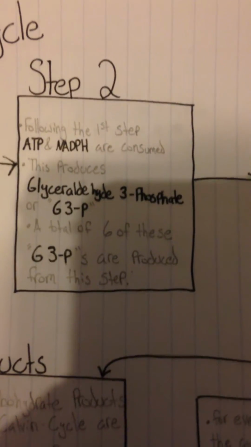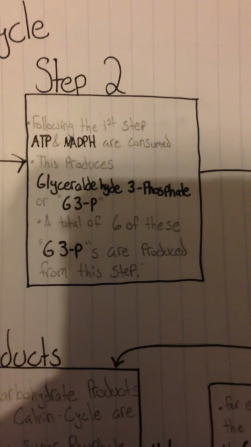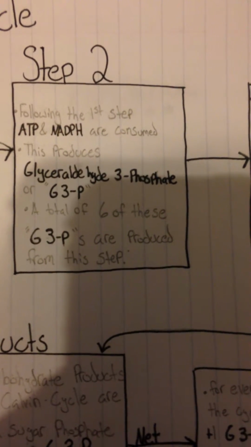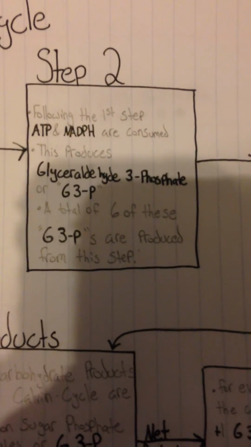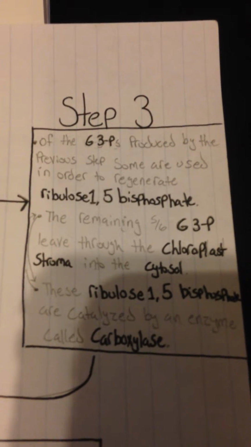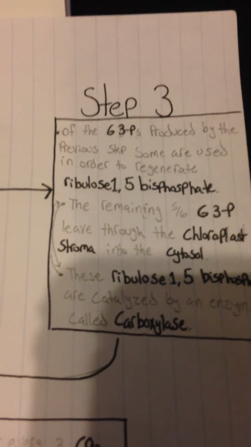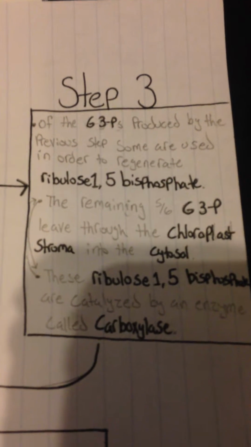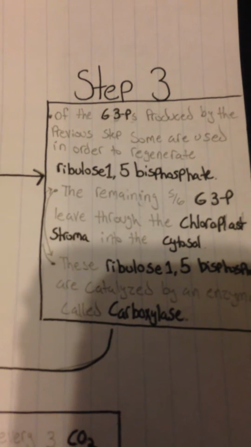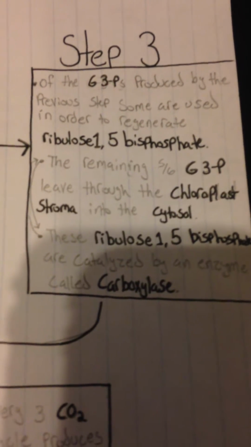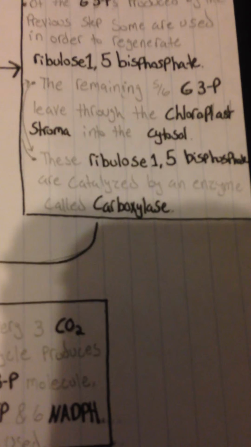From there we go to step 2. Just as following the first step, ATP and NADPH are consumed. This produces glyceraldehyde 3-phosphate, or G3P, and a total of 6 of these G3Ps are produced from this step. Moving on to step 3, of these G3Ps produced from the previous step, some are used in order to regenerate ribulose 1,5-bisphosphate, and only one of those is used of the original 6. So the remaining 5 of 6 G3Ps leave through the chloroplast stroma and enter into the cytosol.